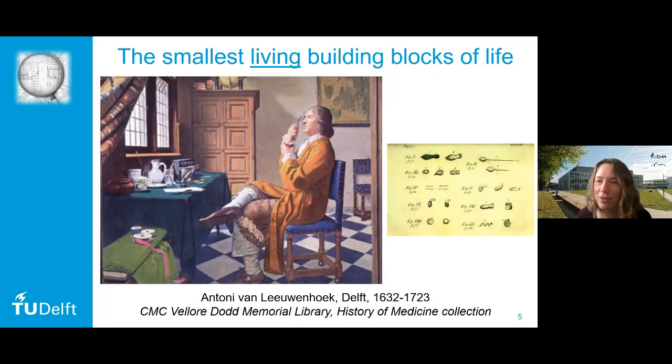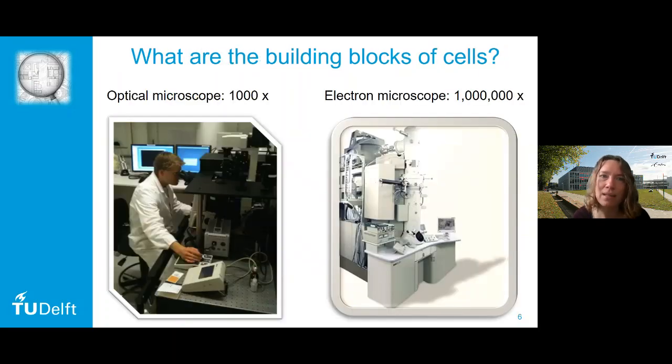And he identified cells as the smallest living building blocks. Now, of course, nowadays, we have much more powerful microscopes to look at cells and look at the nanoscale building blocks that are inside them. So, for instance, on the left here, you see a microscope in our own lab, which is an optical microscope, where we usually use fluorescence microscopy to look at cells.